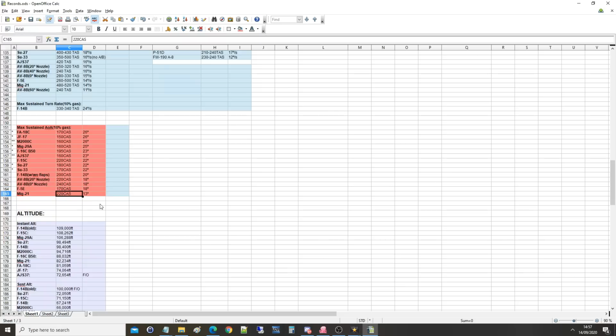MiG-21, oh, that was so bad. 13 degrees angle of attack at 220 CAS. Wowza! That does not do angle of attack.